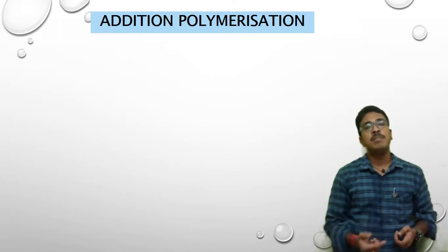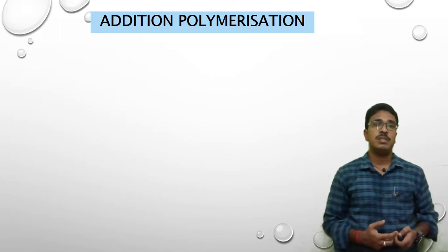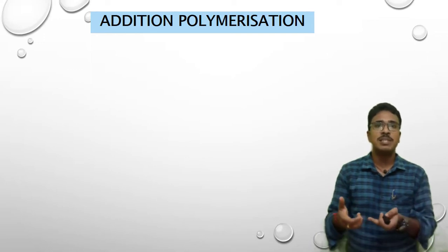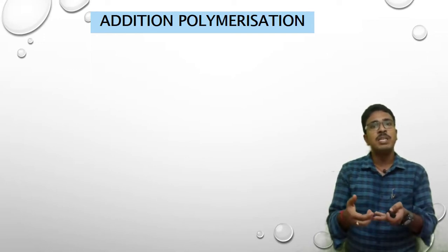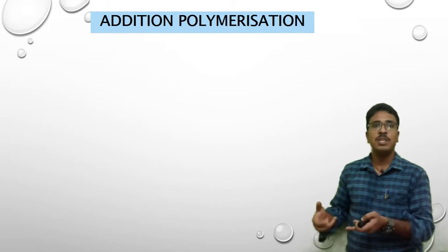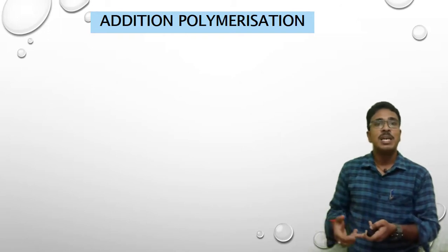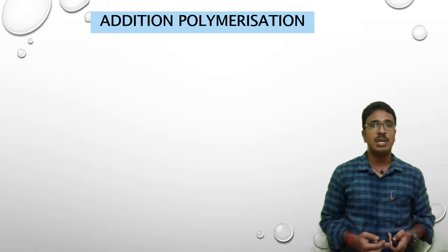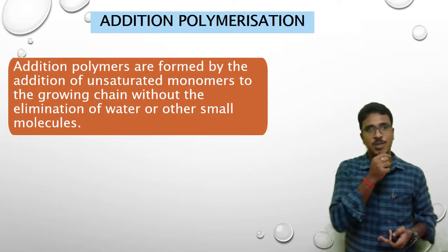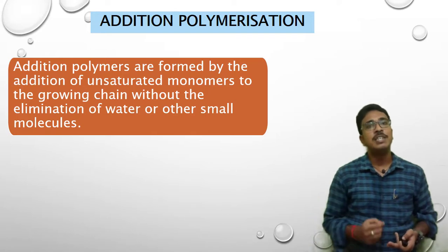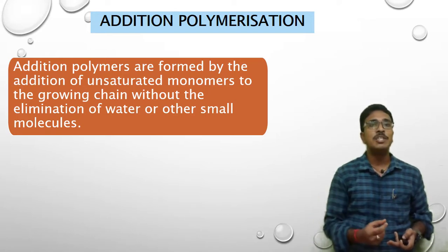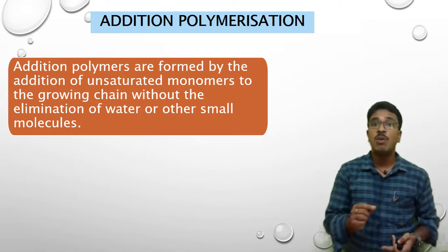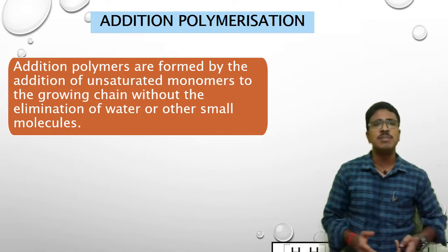Next, coming to addition polymerization. The name itself you can easily understand, where whatever monomers we are selecting, each and every monomer is simply added to each other. Thereby it leads to the production of a final polymer, which is the addition polymerization process or chain polymerization process. Addition polymers are formed by addition of unsaturated monomers to the growing chain without the elimination of water or any other molecules.